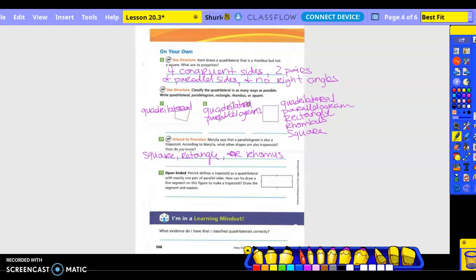So could I draw it like this? Okay, because I have 1, 2, 3, 4 sides on that one. 1, 2, 3, 4 sides on this one. Is this side parallel to this side? Yes. Is this side parallel to this side? Yes. Okay. So we just explained it, right? We have our 4 sides still, and then we have one pair of parallel sides in each one. All right.